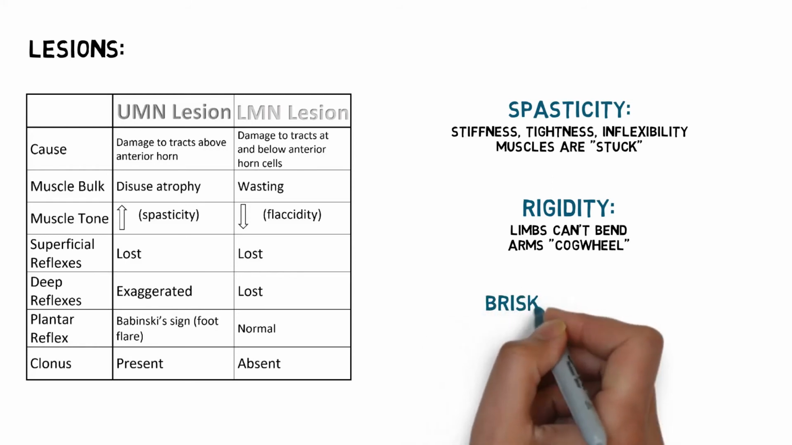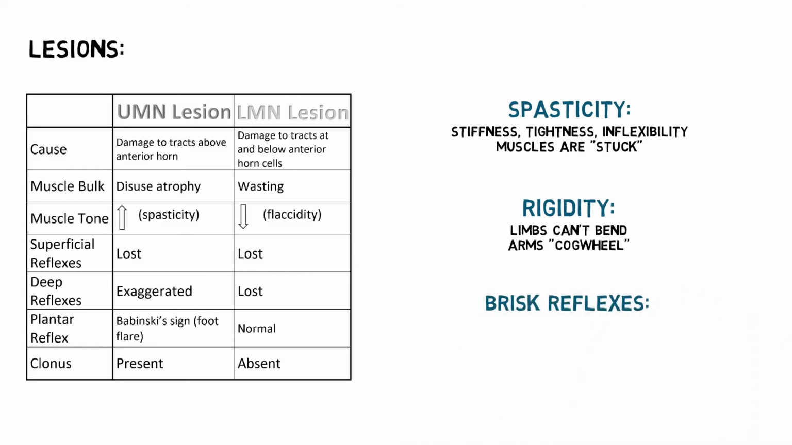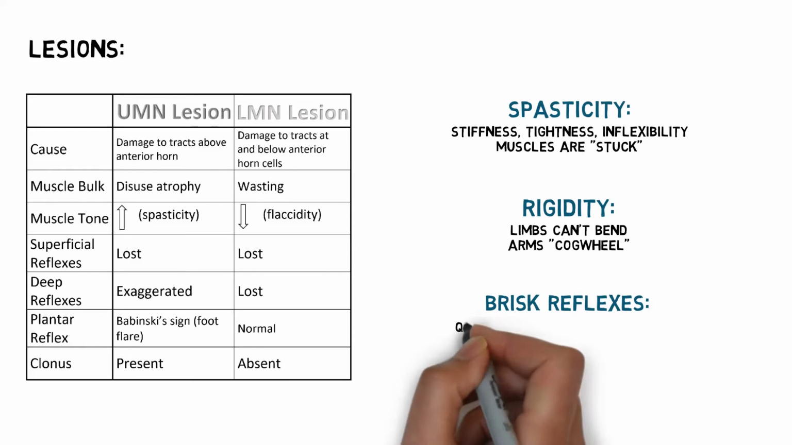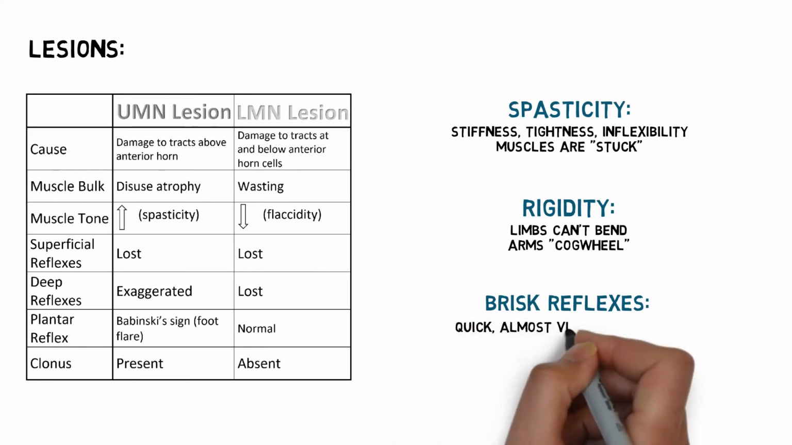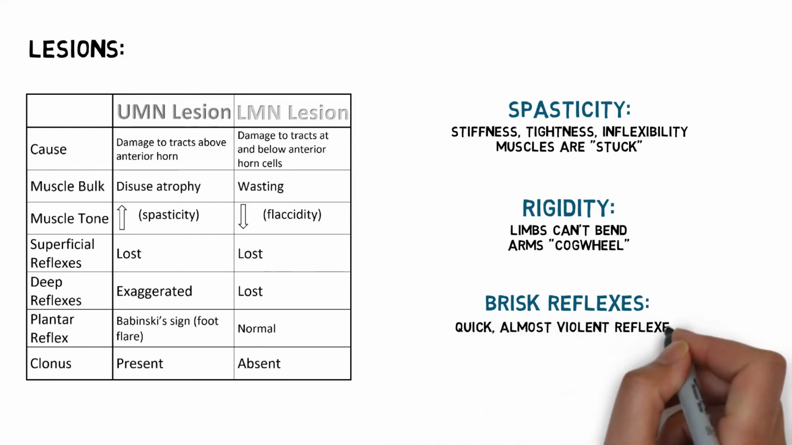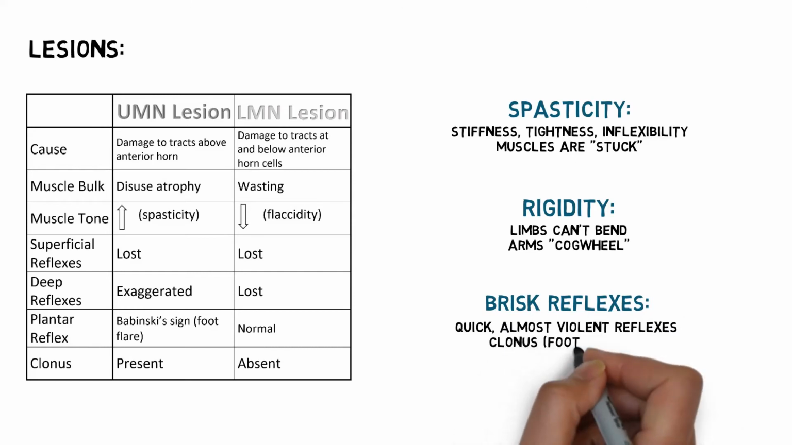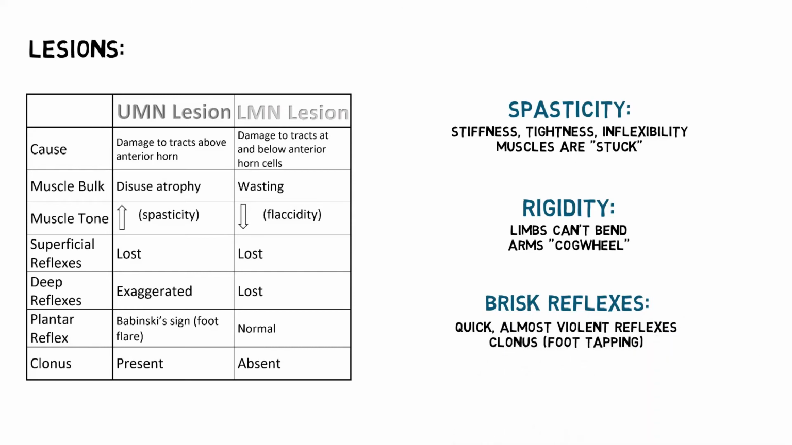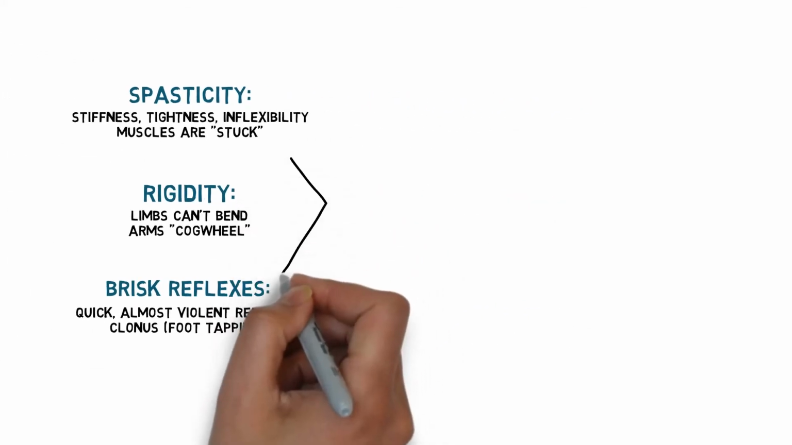A third symptom is brisk reflexes. When a physician taps the tendon below the kneecap, the patient's leg will respond quickly and almost violently. If you have the patient sitting and you hold the foot in a slightly flexed position, the foot will automatically start to rapidly tap up and down. This is known as clonus.